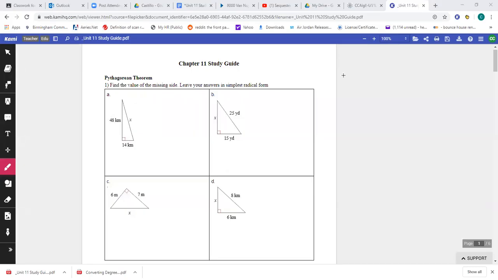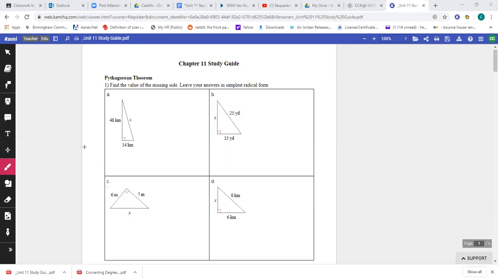So the first topic is Pythagorean Theorem. How do you know when to use Pythagorean Theorem? Well, if you have two sides and you're missing a third side, you already know that this is going to be Pythagorean Theorem, right? So once again, how do I know? If they give you two sides and you're missing a third side, you should know to use Pythagorean Theorem.